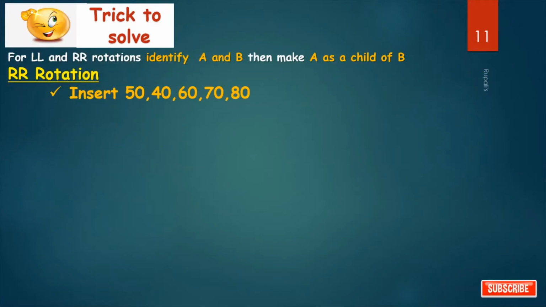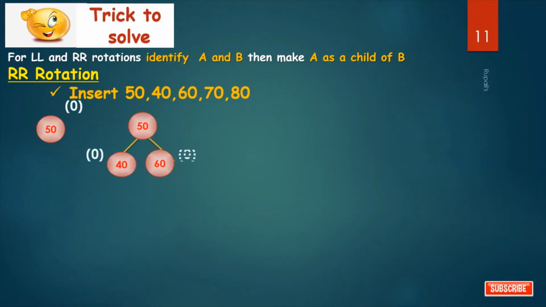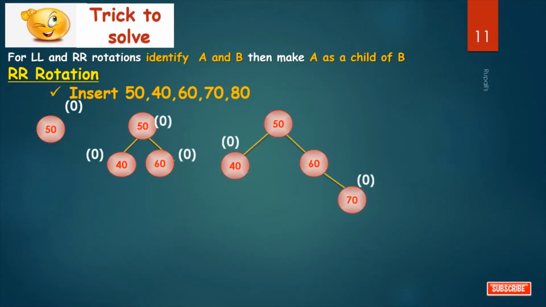Now RR rotation. First insert 50, balance factor is 0. Next insert 40 and 60, balance factors are 0, 0 and 0. Now insert 70. See the balance factors. Still our tree is balanced. Now insert 80.